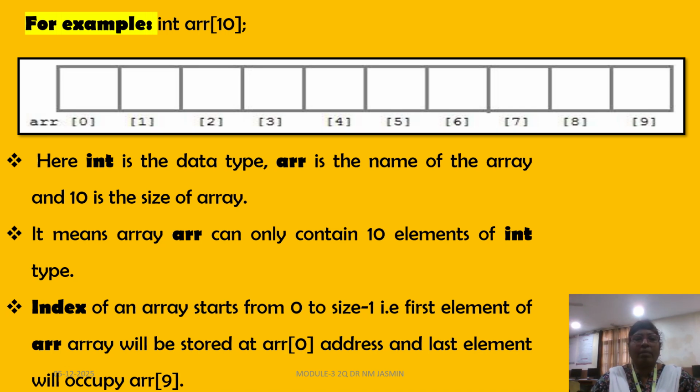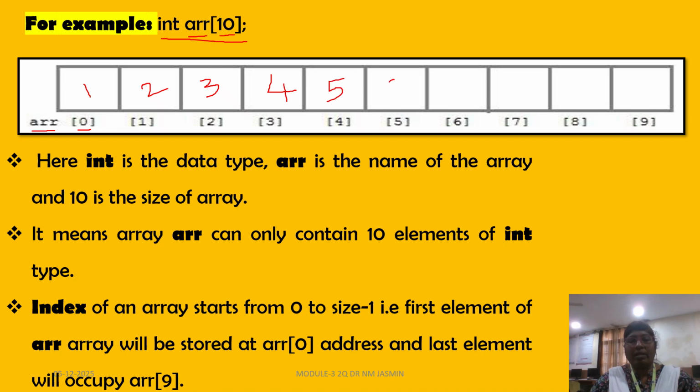Okay, so if we take an example for a 1D array, int ar[10] means what? int is a data type, ar is the name of the array, 10 is the size of the array. So if you observe this picture you can understand here. ar is the name of the array, and 0 is the location for the first element, 1 is the location for the second element, similarly 2 is the location for the third element, ar[3] is the location for the fourth element, and ar[4] is the location for the fifth element.